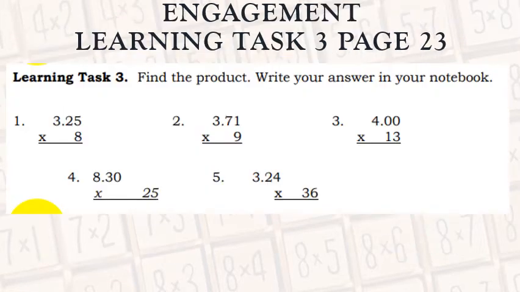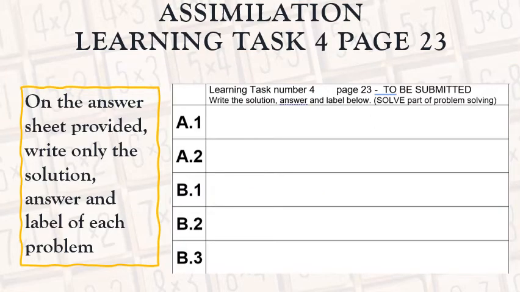Have another practice on multiplying decimals. Assimilation, Learning Task 4, page 23. On the answer sheet provided, write only the solution, answer, and label of each problem. This is to be submitted. There is also a correction on number 2 of letter B. Kindly check the weekly home learning plan for your reference.